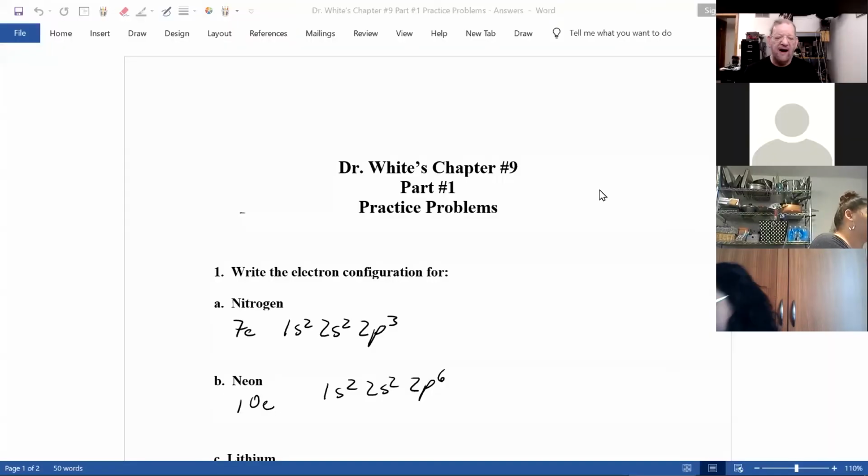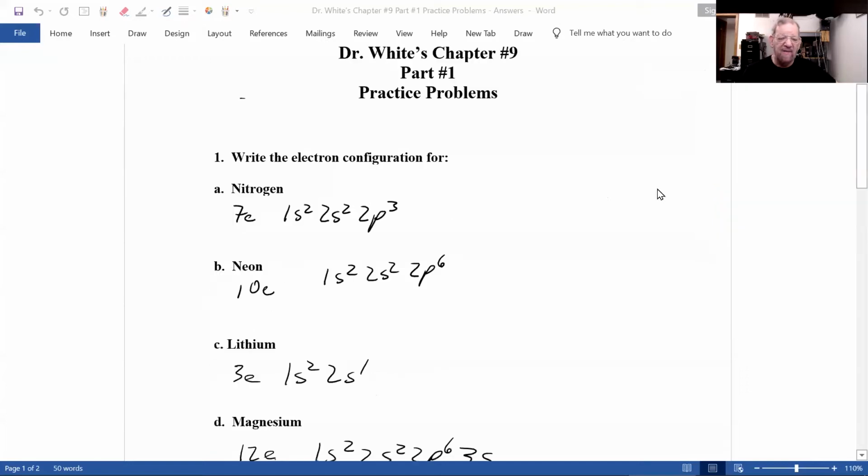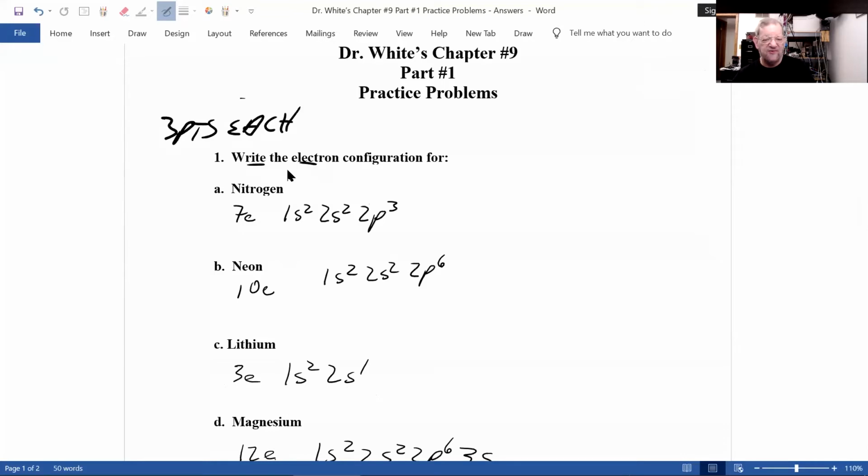All right. I'm going to ask my thumbs up people because Zoom's been sometimes iffy for me. See the practice problem, part 1? Okay. Now, let's look at this. 3 points each. If you were to see it sometime in the future, and the question is, write the electron configuration for nitrogen.